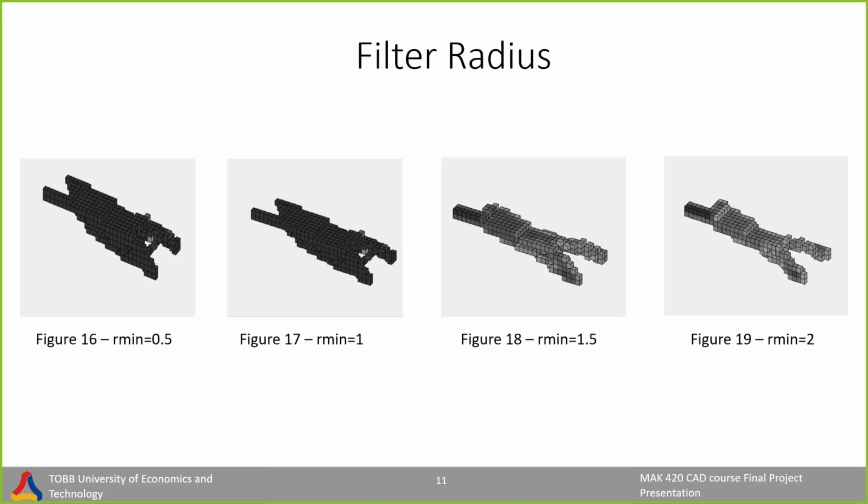The filter radius is a key parameter in topology optimization, as it controls the level of detail and smoothness of the final optimized design. A small filter radius will lead to more detail and fine features in the design, while a large filter radius will result in a smoother design with fewer details. In this slide, you can see the topology optimization results for different R-min values, both in terms of appearance and faster results. We chose R equals 1.